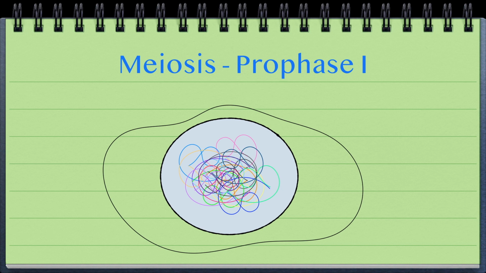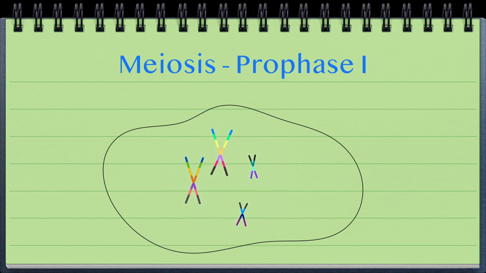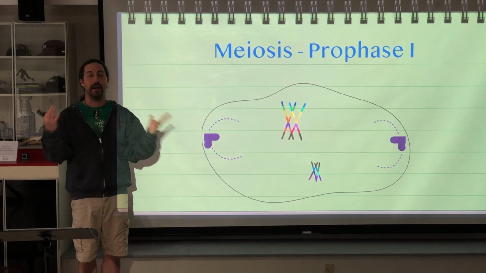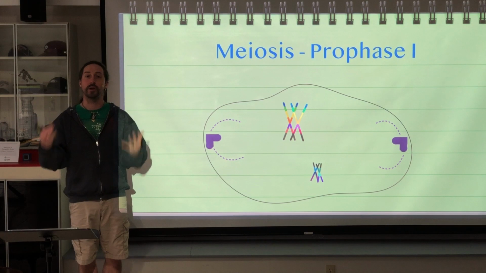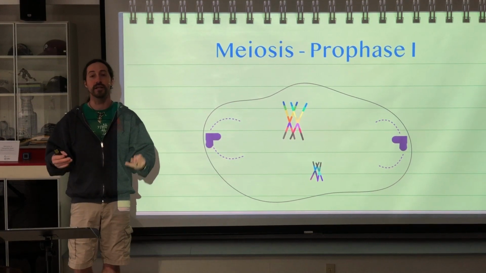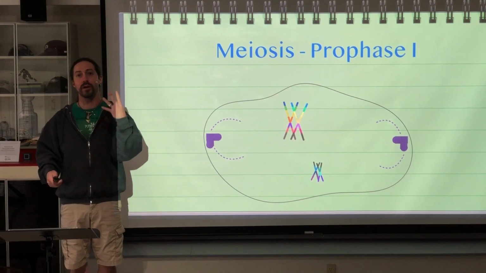So first, let's look at this. The chromosomes are going to condense, the nuclear envelope goes away, the spindle apparatus forms, and now we form tetrads. This is where the homologous chromosomes are going to come together and form this special structure that we call a tetrad. We call it a tetrad because tetra means 4, and each of these structures has 4 chromatids.